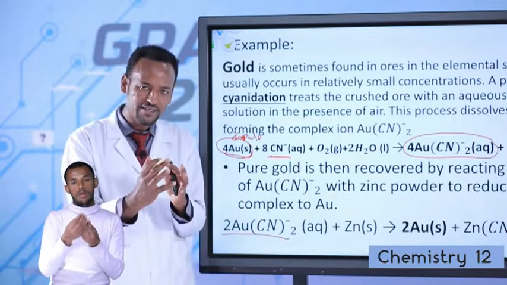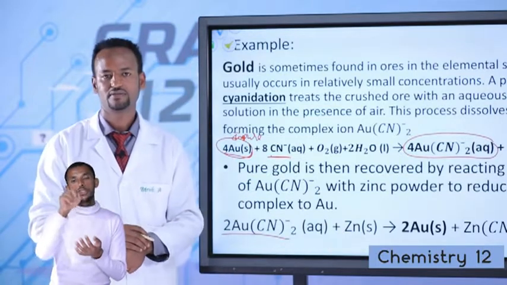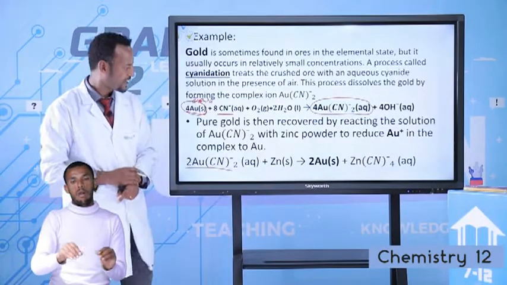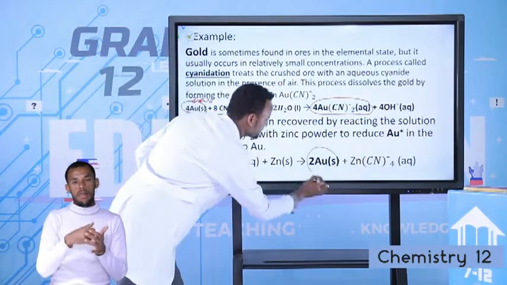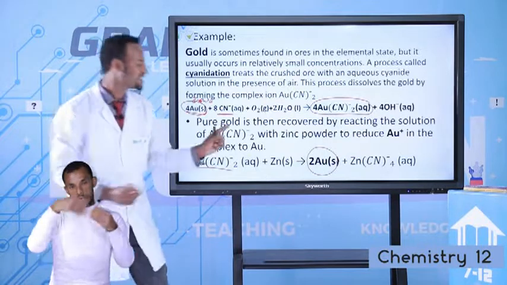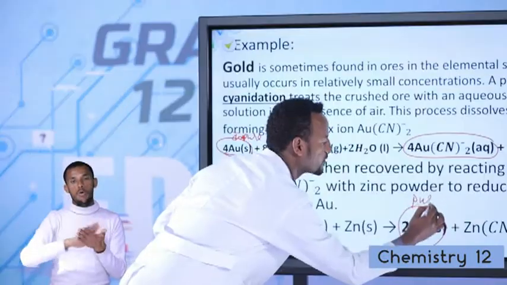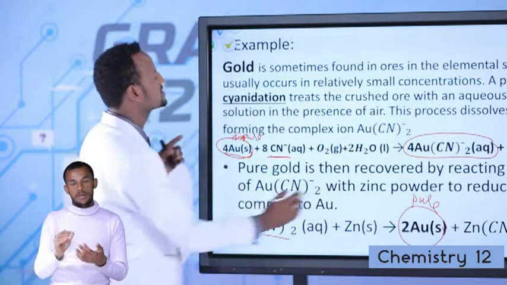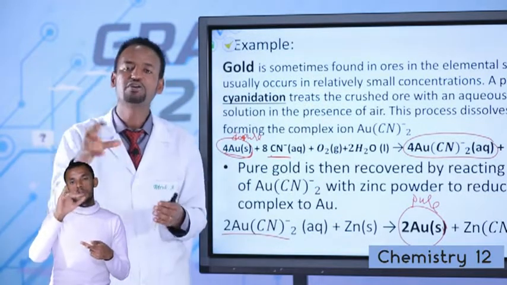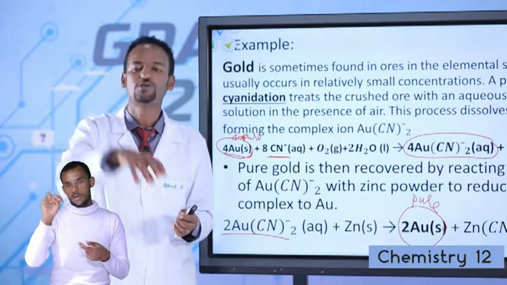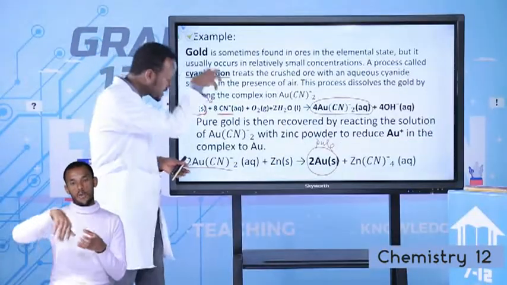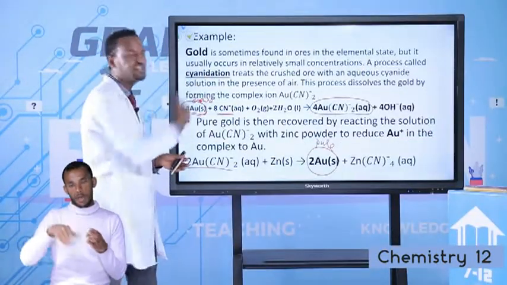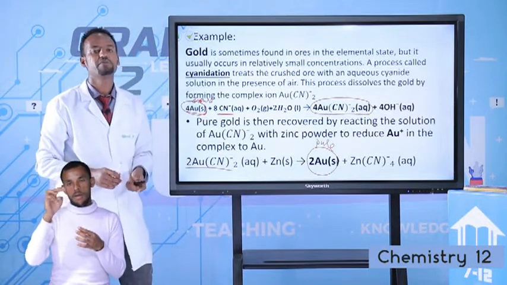treated by or reacted by zinc powder. Finally, it gets gold. This gold is pure. Pure gold, impure gold. This process is known as cyanidation. Why cyanidation? Because of the addition of aqueous solutions of cyanide. Because of the chemical cyanide, leaching is an example of a chemical method.